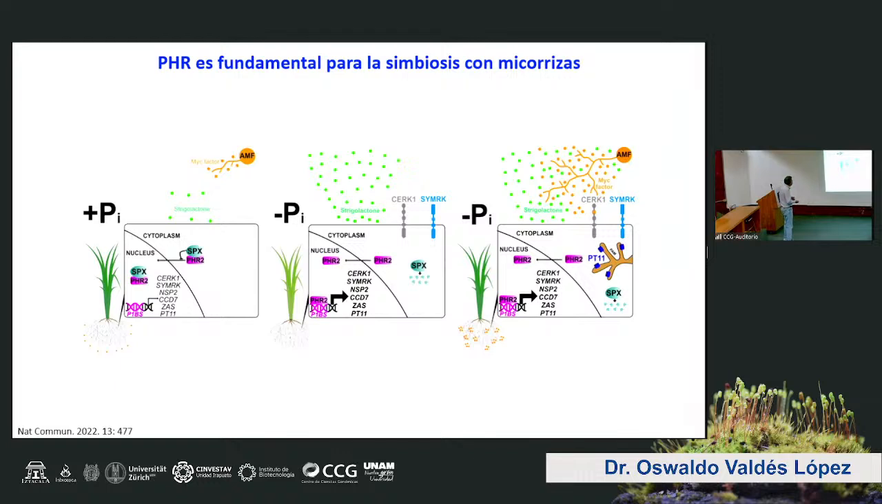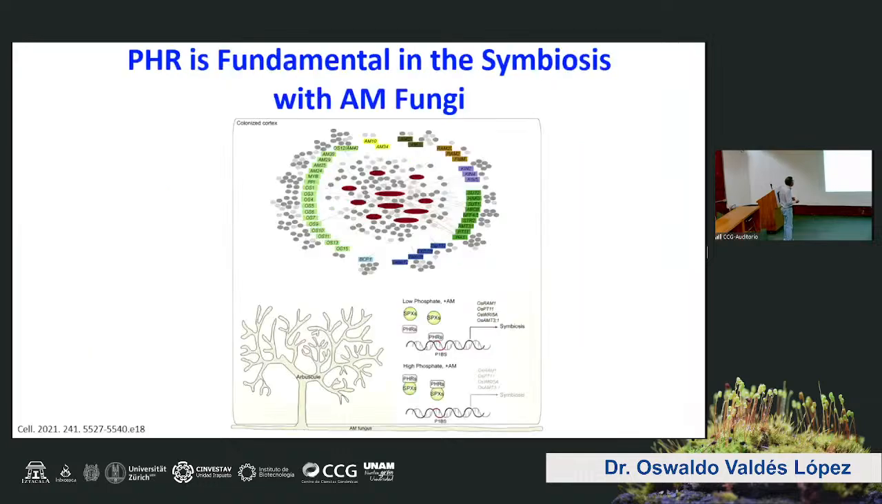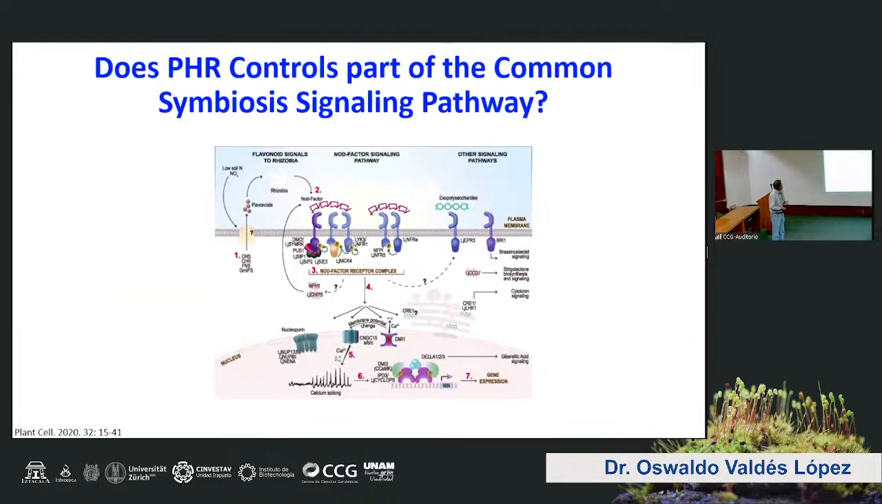And also, if we go back a little bit, here is Cyclops. All the guys working on these two symbioses know that Cyclops is really important for the common symbiotic pathway. So the question is, does PHR control part of the common symbiotic pathway based on the phosphate status of the plant? Is PHR controlling or deciding which microbe partner is the most appropriate to cope with environmental conditions?